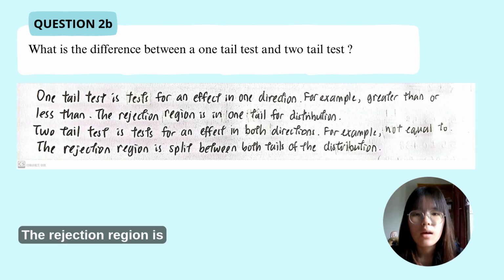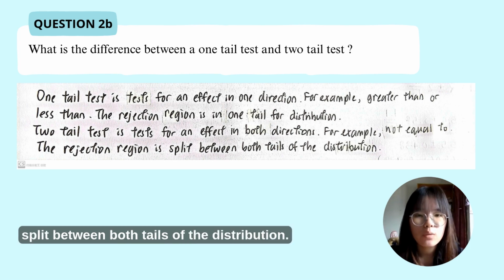For question 2b, a one-tail test is a test for an effect in one direction, for example, greater than or less than. The rejection region is in one tail of the distribution. Well, the two-tail test is a test for an effect in both directions, for example, not equal to. The rejection region is split between both tails of the distribution.